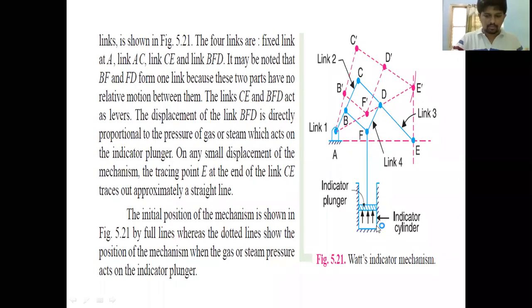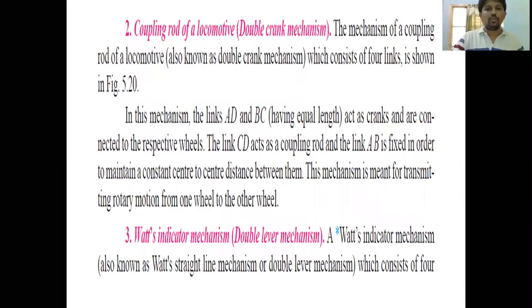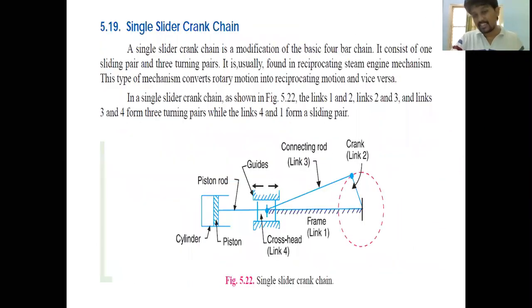We are done with our beam engine. We are done with our coupling rod of locomotive. We are done with Watt's indicator. Next is the single slider crank chain mechanism. We have completed the 4-bar chain mechanism and the inversions of the 4-bar chain mechanism. We are going to the single slider crank chain mechanism. It is very simple, similar to our reciprocating engine, which we are very familiar with and which I already explained to you, but we'll see what's exactly happening.